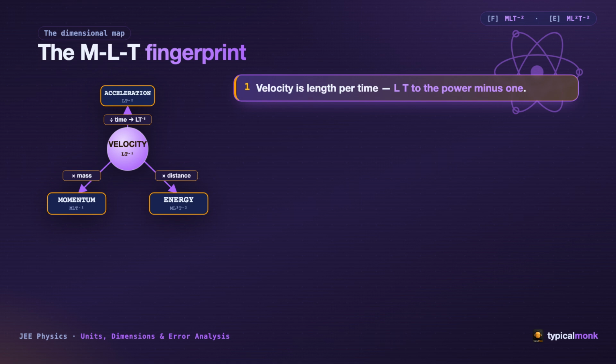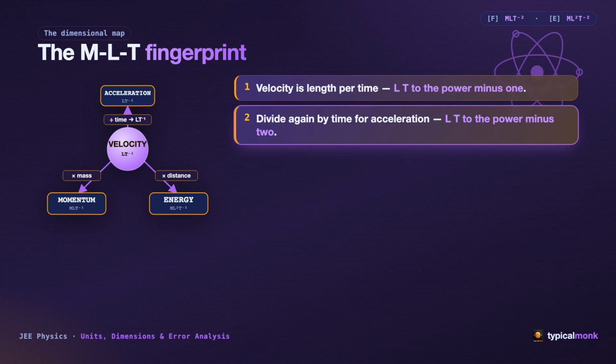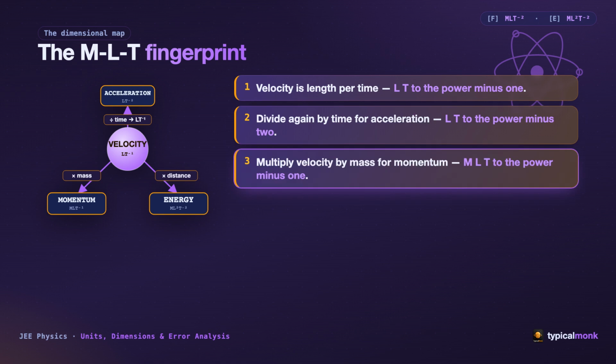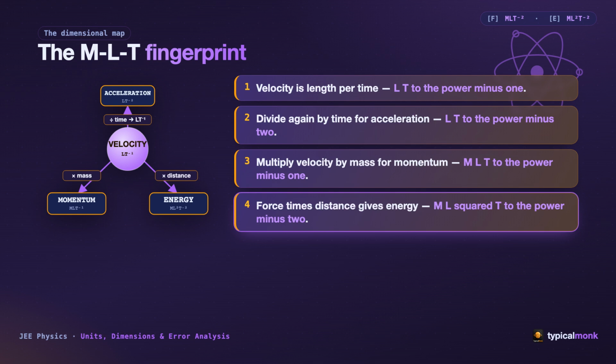Look at this map carefully because it shows how quantities grow out of one another. In the center sits velocity. Velocity is length divided by time, LT to the power minus 1. This is where we begin. Divide once more by time, and velocity becomes acceleration, LT to the power minus 2. Each division by time drops the power by 1. Now go the other way, multiply velocity by mass, and you get momentum, MLT to the power minus 1. And multiply force by distance, and you reach energy, ML squared T to the power minus 2.